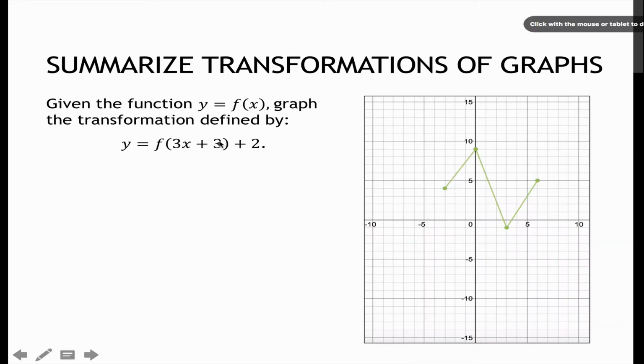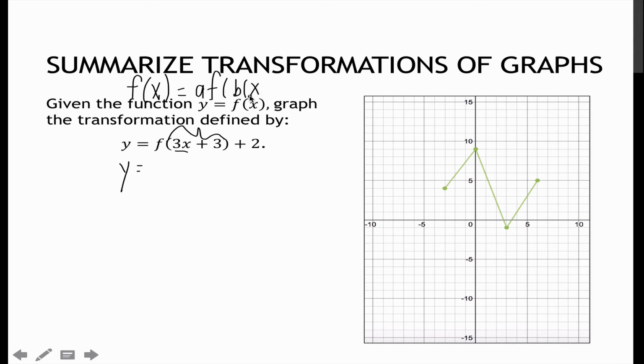Okay, let's take a look at this example, where as you can see we now have a b value. When we're dealing with a question like this, however, it's very important that the inside of this is factored. Notice that in our normal summarization of graphs, we have f of x equals, and then we have an a on the outside, and then f of b, and then x minus h, and then plus k.